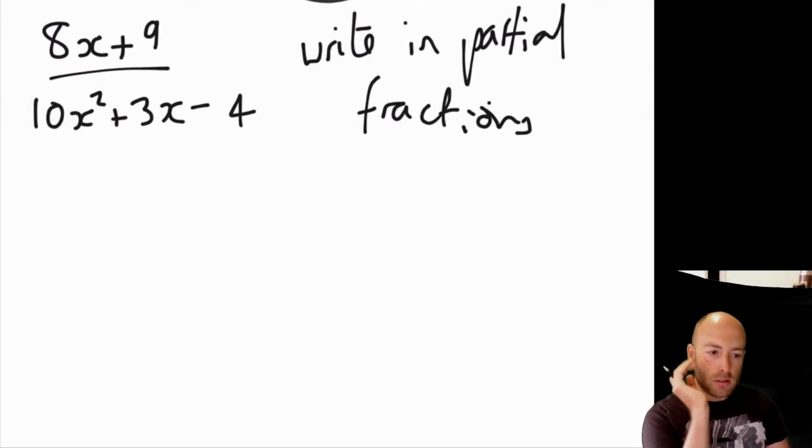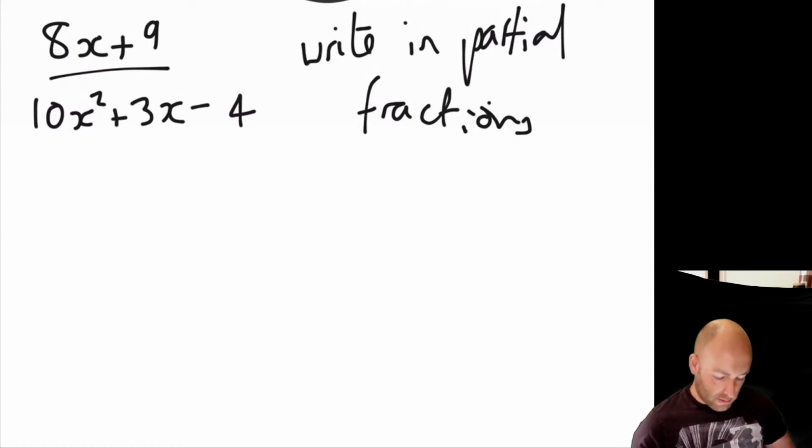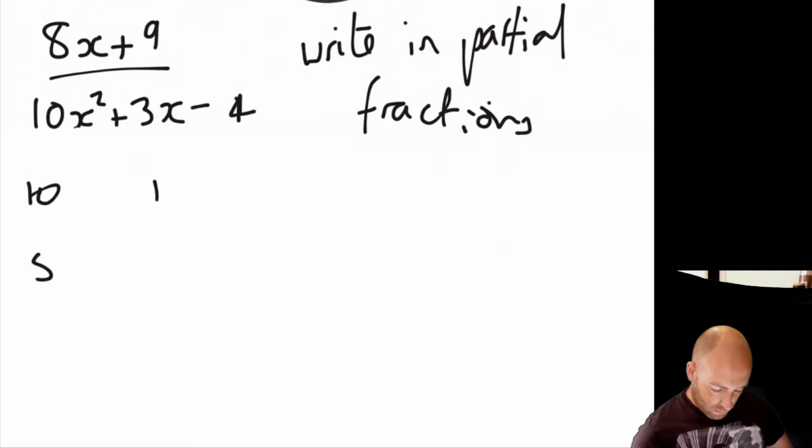Cool. Right, let's go through this one, and then we're going to change the difficulty a bit. So first thing we need to do is factorize the denominator. Which doesn't look as easy on this one. What are we going to have? It could be 5 and 2, it could be 10 and 1. Let's think. What have we got? It could be 10, 1, 5, 2.